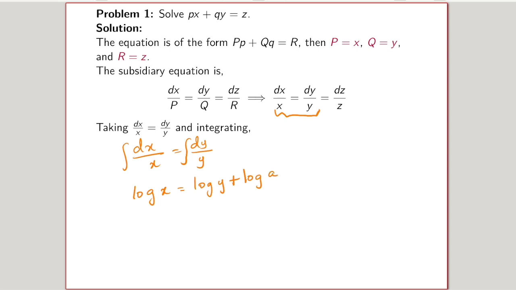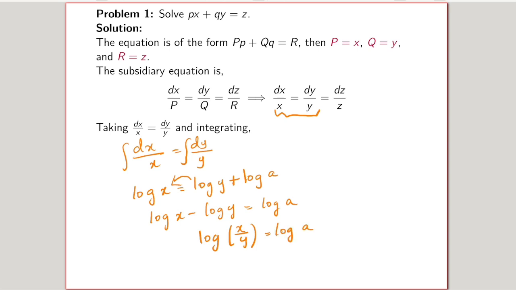Okay. So now you can bring this log y to left hand side. We can write it as log x minus log y, and this will be equal to log A. So now log A minus log B is nothing but log A by B. So this can be written as log of x by y, which will be equal to log A.